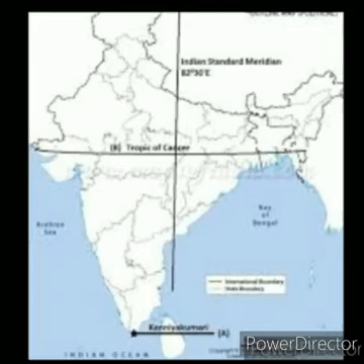The longitude that passes through the middle of a country is known as the standard meridian. The local time at the standard meridian is the standard time of that country. The basic longitude is known as the standard meridian, and the time there is known as the standard time of that country.